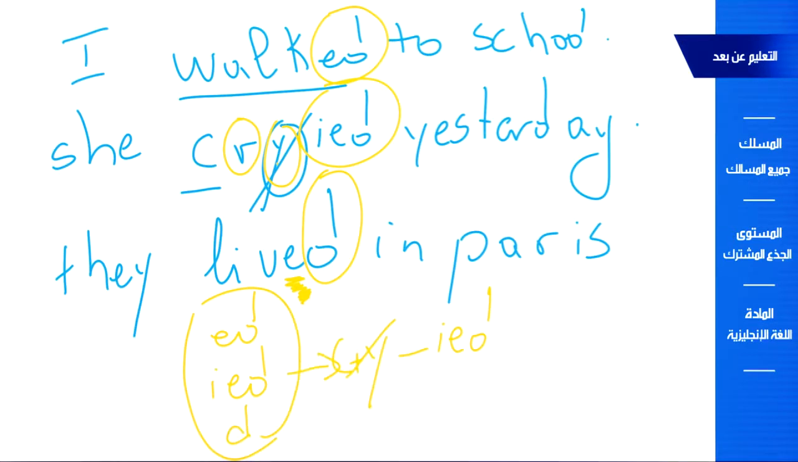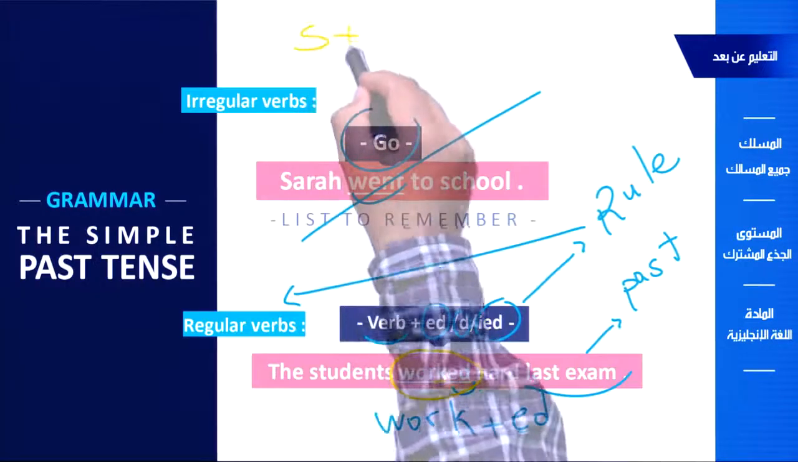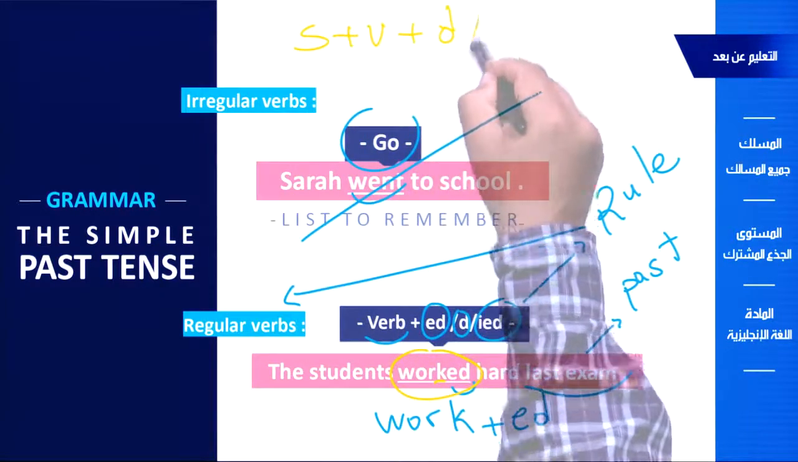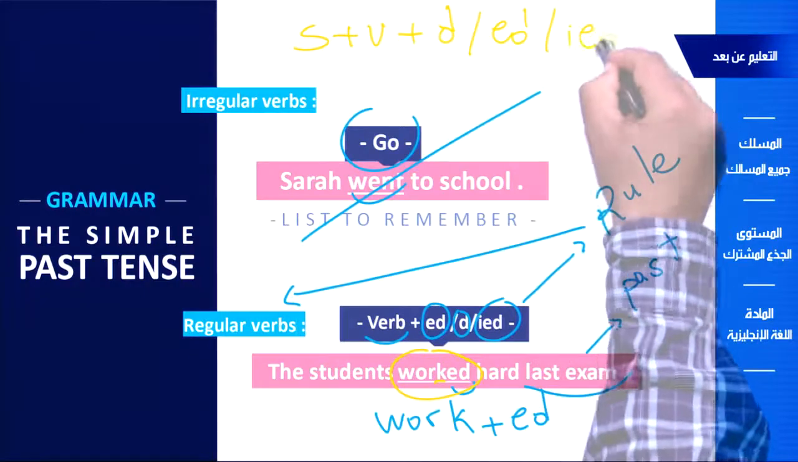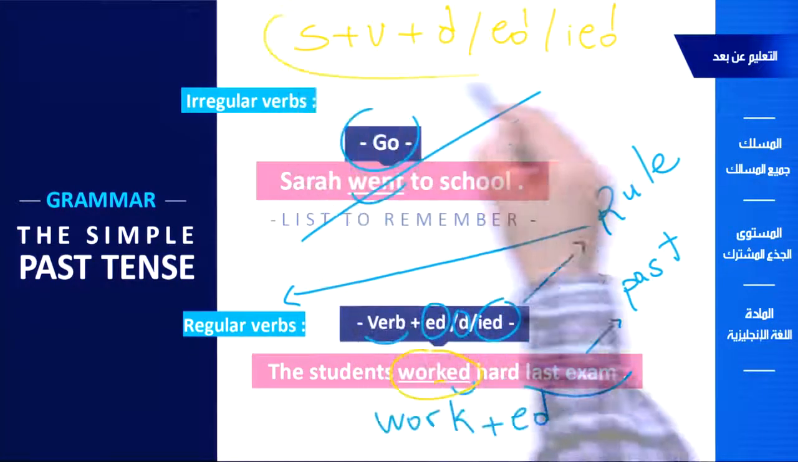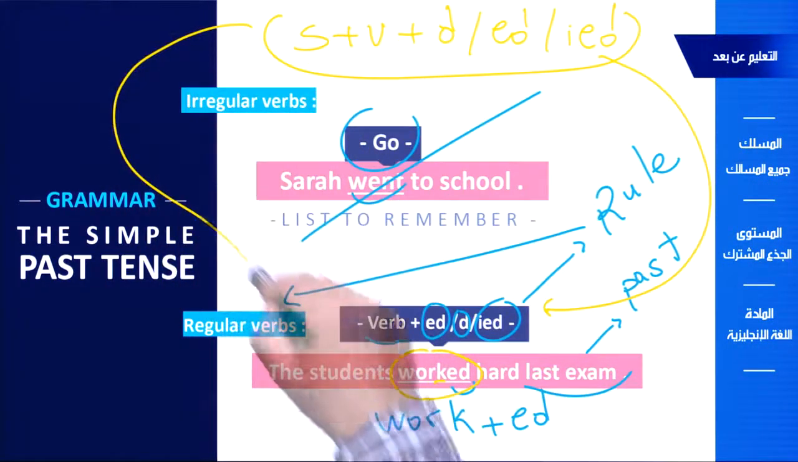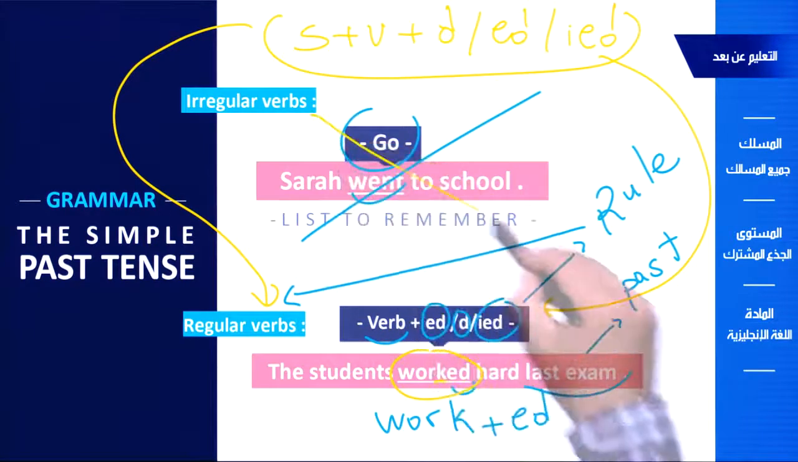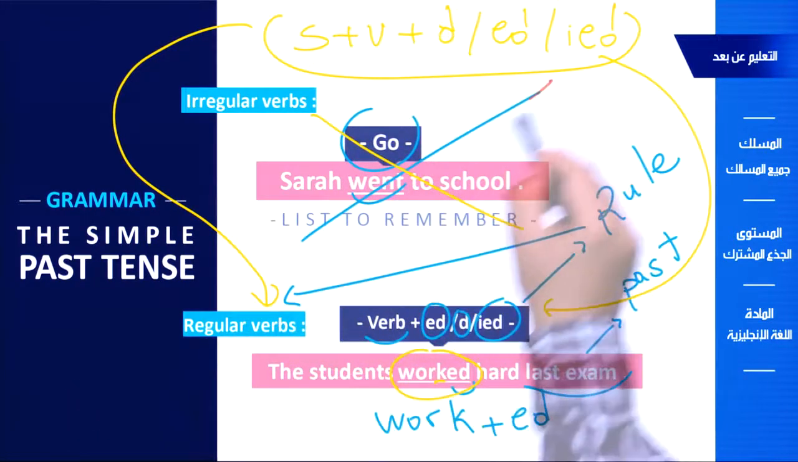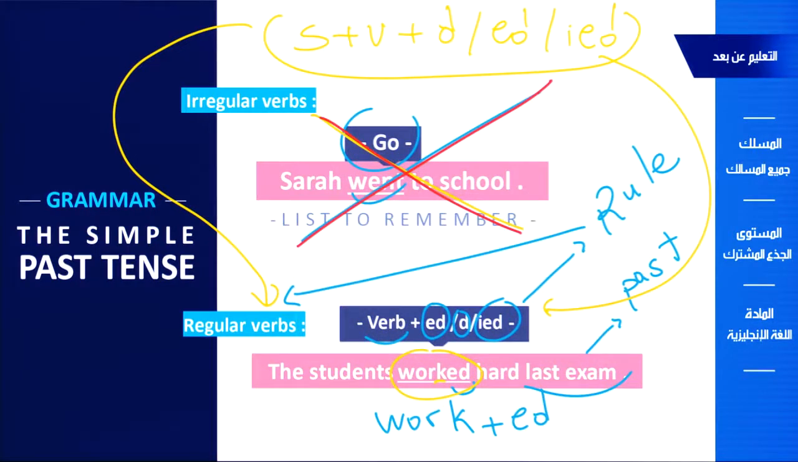So that was the past simple of regular verbs, as I told you. Of regular verbs, we have the form. What is the form? The form is subject plus verb plus d or ed or ied. So this is the form of regular verbs. And today we're not going to see irregular verbs. We will see them another time. I just put them here to have an idea about what we say.